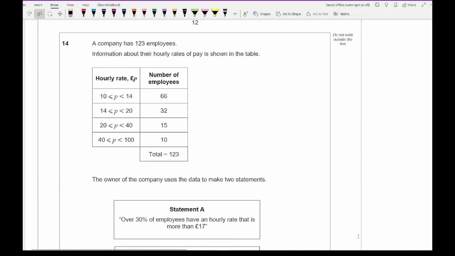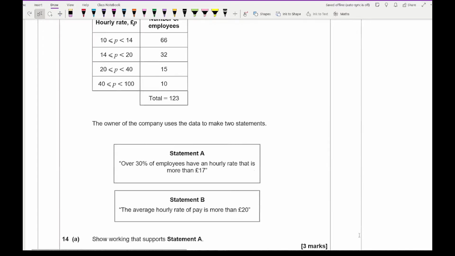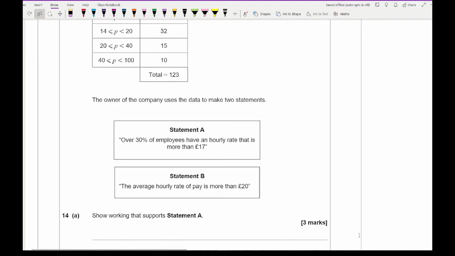Moving on to question 14, it says that a company has 123 employees. Information about their hourly rates of pay is shown in the table. The owner of the company uses the data to make two statements. Statement A: over 30% of the employees have an hourly rate that is more than £17, and statement B is that the average hourly rate of pay is more than £20. And it says show working to support statement A.